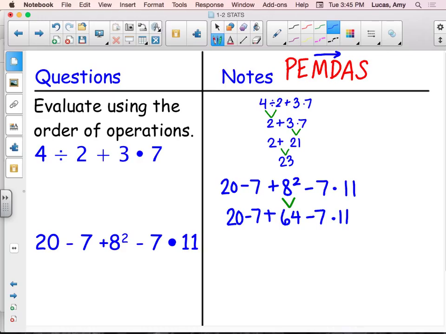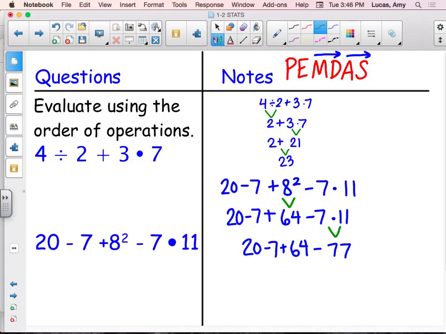Now I've got subtraction, addition, subtraction, and multiplication. In PEMDAS, I see that I need to multiply and divide from left to right, so I'm going to multiply over here. 7 times 11 is 77. Then I'm going to bring down the rest of the problem and move on to my last step, which is adding and subtracting. And that goes from left to right. So I'm not going to add before I subtract on this problem.